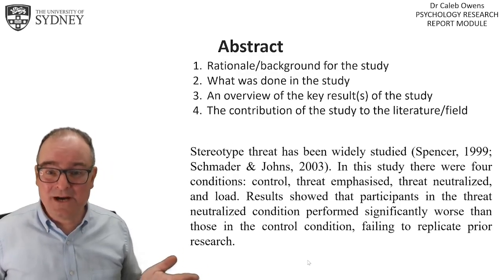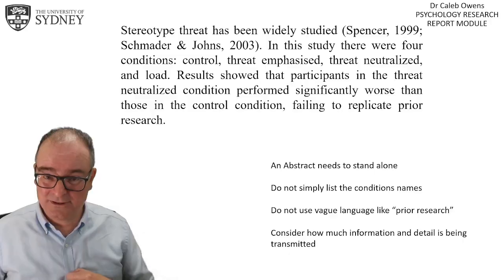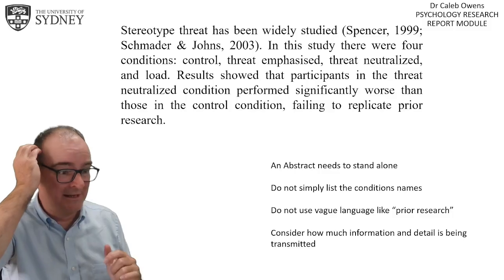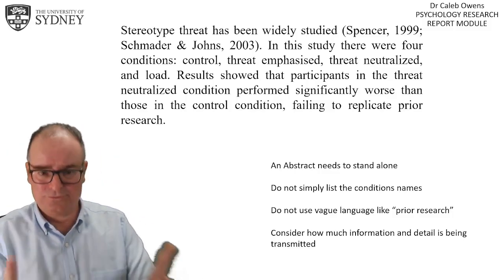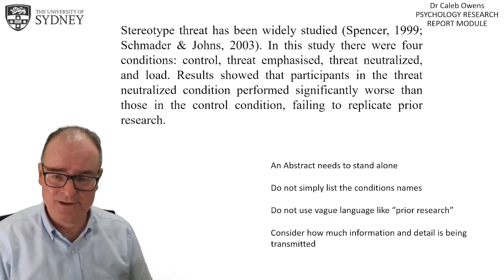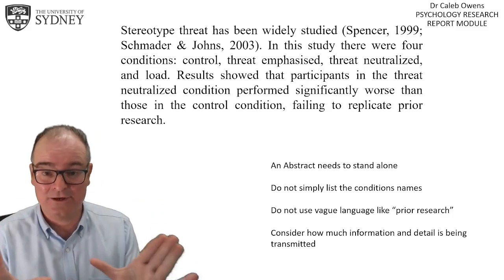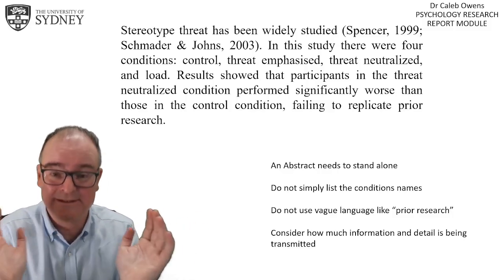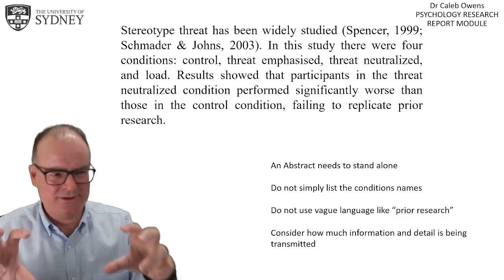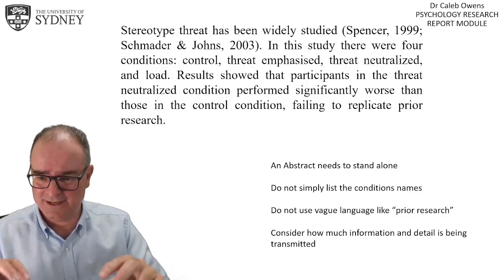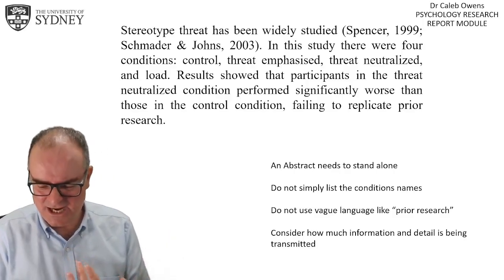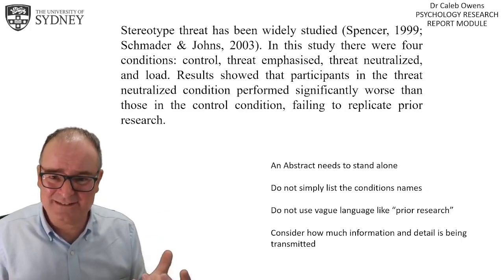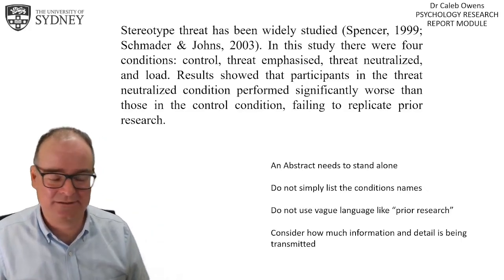An abstract must stand alone. It's the first thing you read when you read a paper. There's none of this business of, oh, you've got to go to the method section to find out what's going on there. No, it needs to stand alone. And it's a big ask, and that's why it's difficult to write, and that's why you leave it to the very last. It's a big ask to be able to put standalone information in there. Listing condition names. Yeah, our study had these. What? That's not information. That's just, here's what we labeled our conditions.